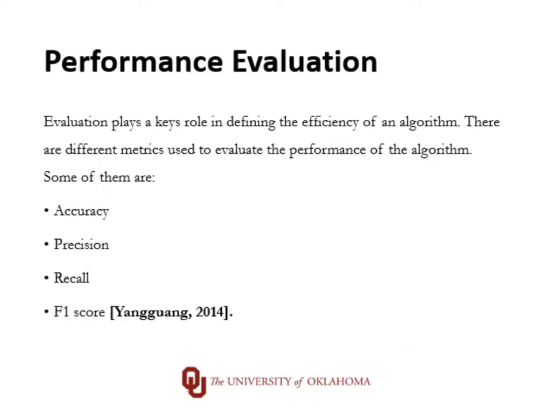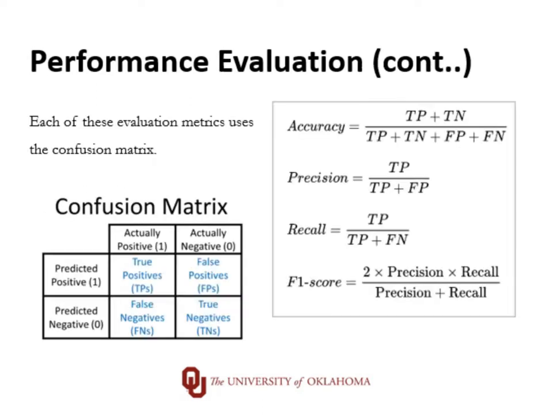Performance evaluation plays a vital role in determining the efficiency of an algorithm. These metrics help us choose the best model among the different models that we have implemented in this project. Some of them are accuracy, precision, recall, and F1 score. Each of these evaluation metrics uses the confusion matrix, whose representation is shown there. Each row represents the actual class and each column represents the predicted class.